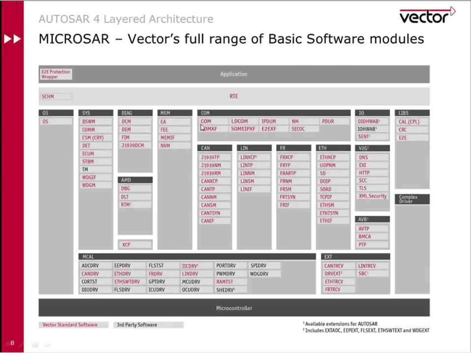I want to start over here on the left-hand side, and we have a look at the operating system. You can see the operating system essentially runs all the way from the top up at the application level, right down to the bottom, down to the microcontroller. The reason the operating system runs right from the top all the way down to the bottom is that it has to interface to both the application layer and the microcontroller itself.